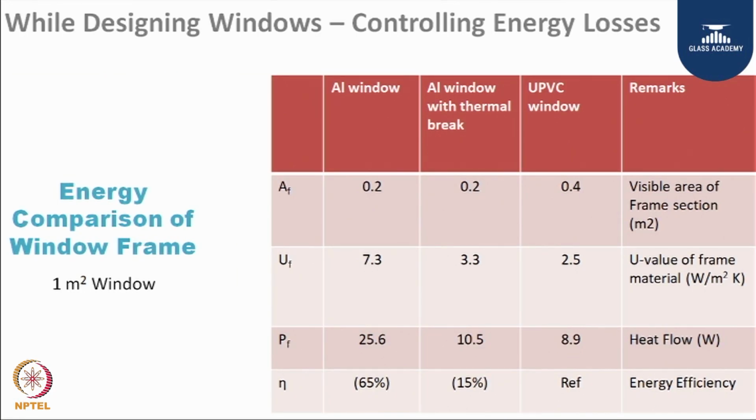This slide compares the energy performance of frame materials. In this case we have considered a UPVC window frame with a 3-chamber system as the reference, versus an aluminum window with a thermal break and an aluminum window without. You will find that the thermal break system may be almost at par with UPVC. However, the normal aluminum, which is without thermal break, is 65% less efficient.